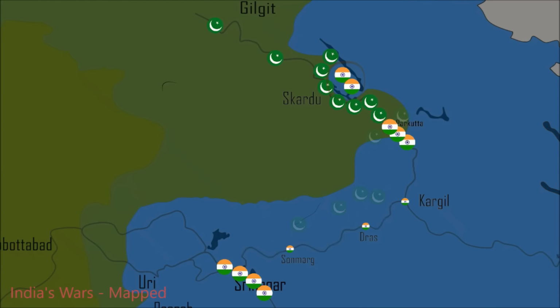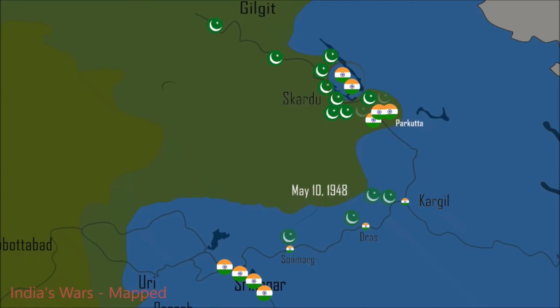The enemy had planned for all the attacks to go in on May 10th, 1948. The same day, the 200 troops blocking the Indian troops near Parkata retreated back towards Skardu, making the Indian columns pursue them towards Skardu, away from Kargil. The attack went in and it was able to achieve surprise at all the 3 places.